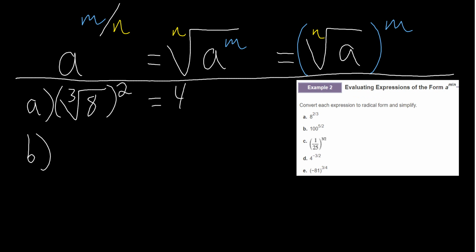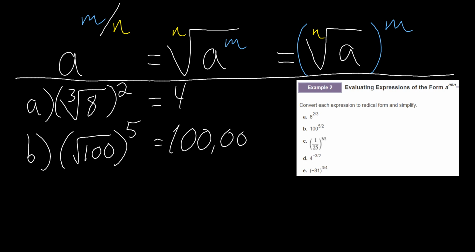B, we have, so again, we have a 100 raised to the 5/2 power. Okay, so this is just simply saying, what is the square root of 100 raised to the 5th power? Okay, so I'm going to do the square root of 100, and then all that raised to the 5th power, so that's going to be equal to 5 zeros, we got 100,000.